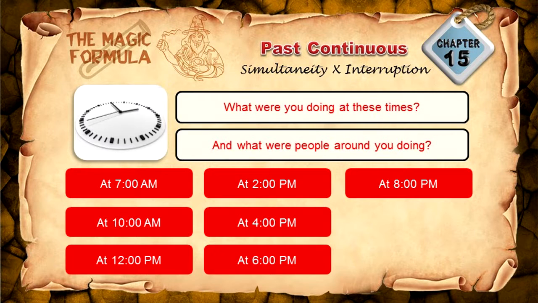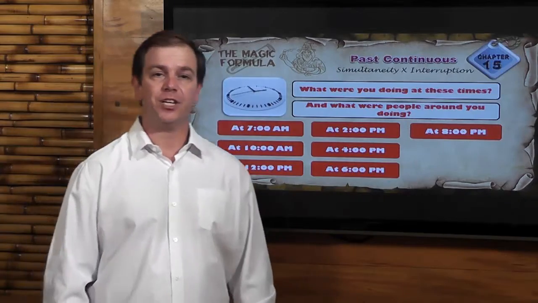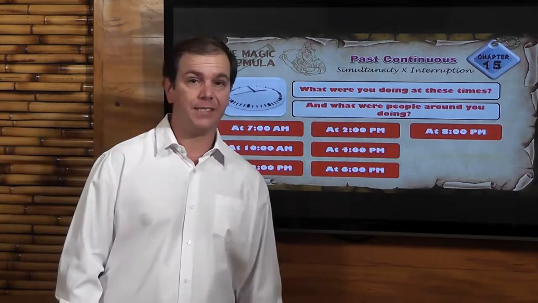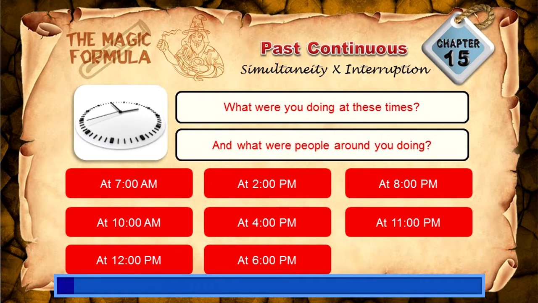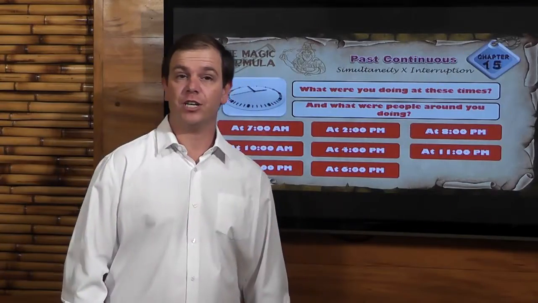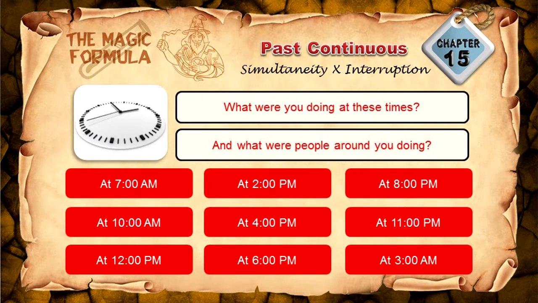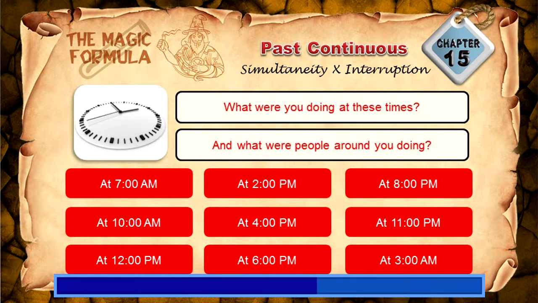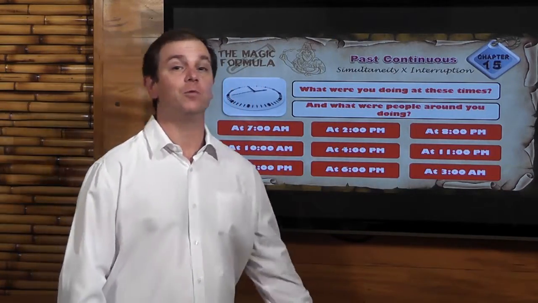At 8 p.m. today or at 8 p.m. yesterday. So at 8 p.m. yesterday, I was watching TV and my friend was still studying at college. At 11 p.m. today or 11 p.m. yesterday. At 11 p.m. yesterday, I was sleeping and my friend was going home. And at last to finish, at 3 a.m. today or 3 a.m. yesterday. At 3 a.m. yesterday, I was sleeping and my friend was also sleeping.